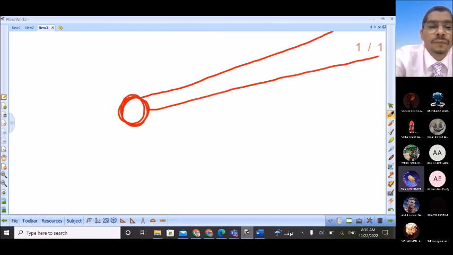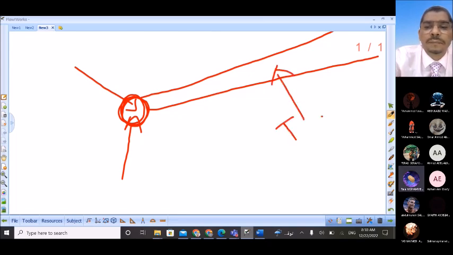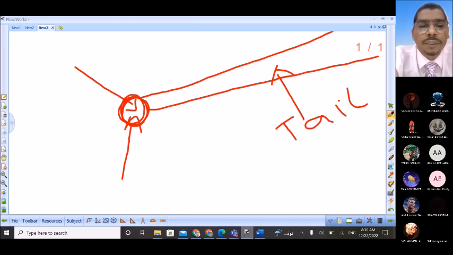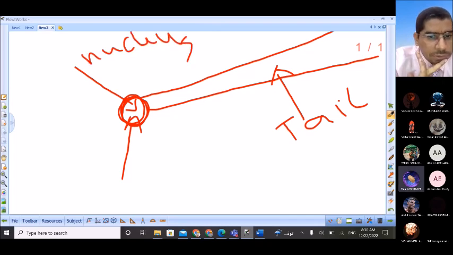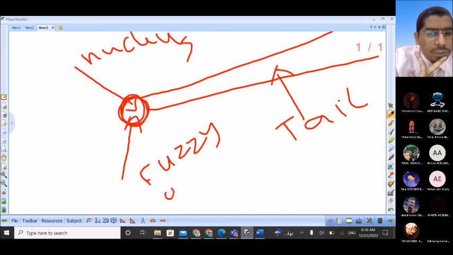The comet makes the tail. Good, so this one is the tail, and this one is inside and outside. The inside is the nucleus, right? And the outside is the fuzzy outer layer. Fuzzy outer what? Layer.